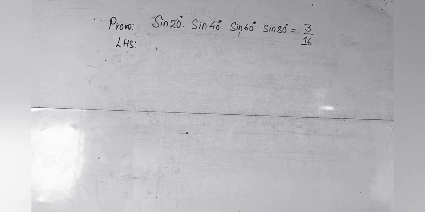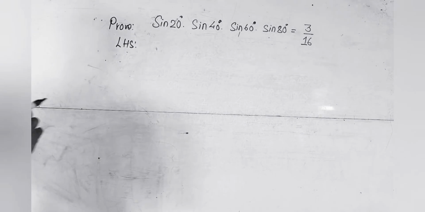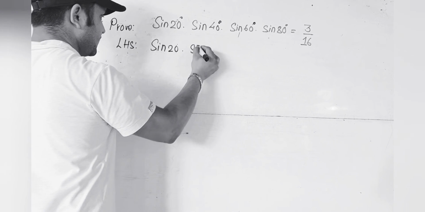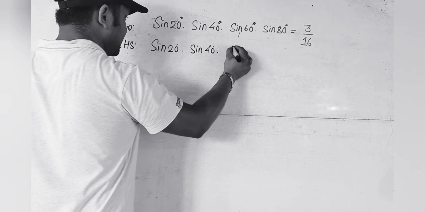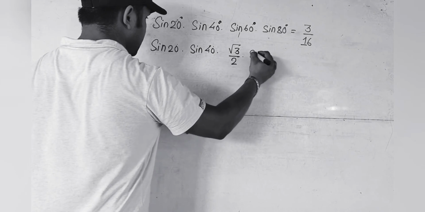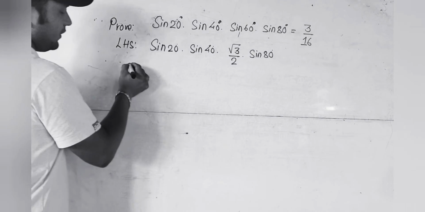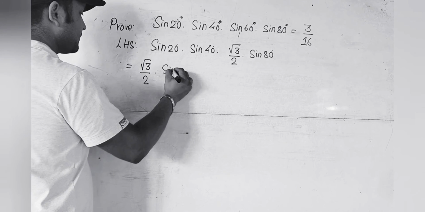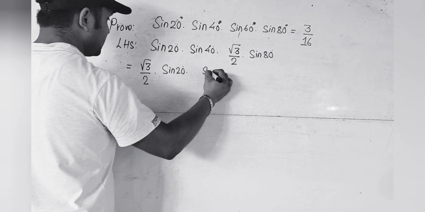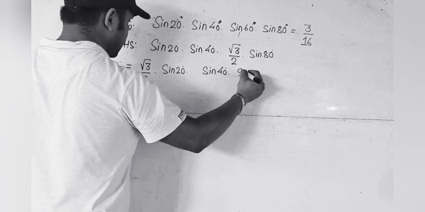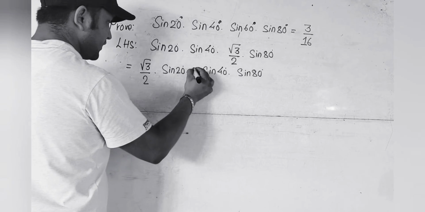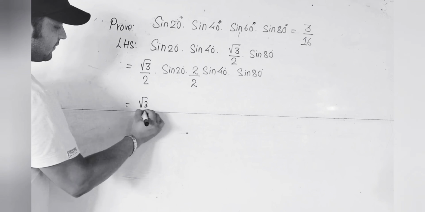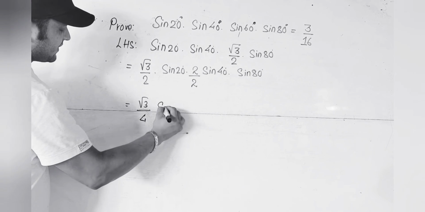Okay. Now one of the frequently asked questions in the exam: you have sine 20 degree, sine 40, the value of sine 60 degree is root 3 by 2, and sine 80. Now you can take this root 3 by 2 in front. And now you have sine 20, sine 40 and sine 80. Let us multiply the numerator by 2 and also the denominator by 2. Now by doing this you have here root 3 by 2 into 2 gives you 4, sine 20.